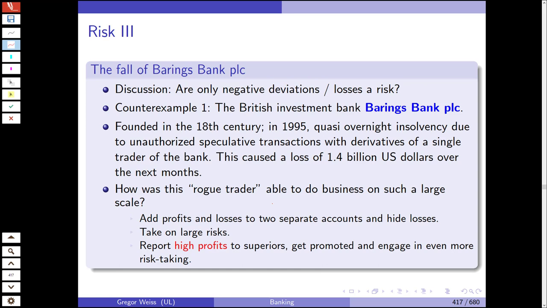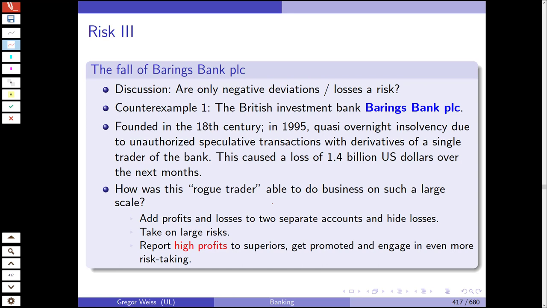And what happened was that this rogue trader, there's a term for this rogue trader, Nick Leeson, he kept two separate accounts, one for his profits and one for his losses. He only reported the profits and was able to hide the financial losses from his superiors. And he got promoted to, I think, chief derivatives trader in the Singapore branch of Barings Bank. What then happened was he piled up losses over losses and only reported the profits.